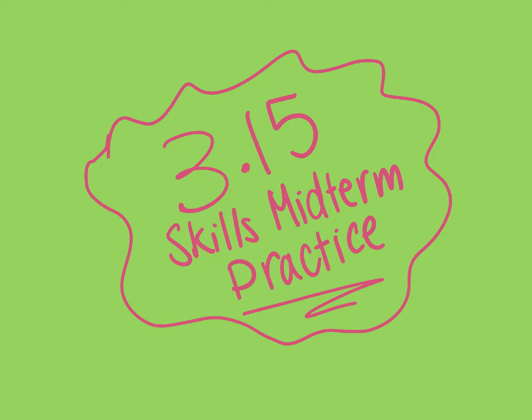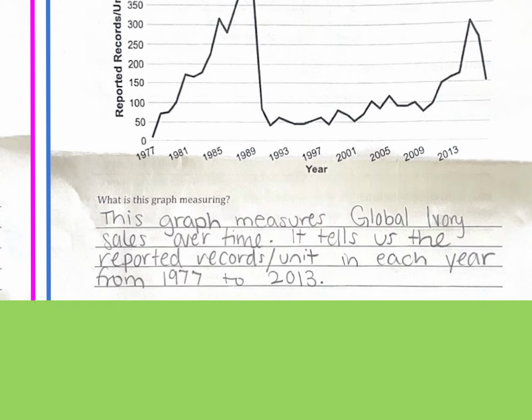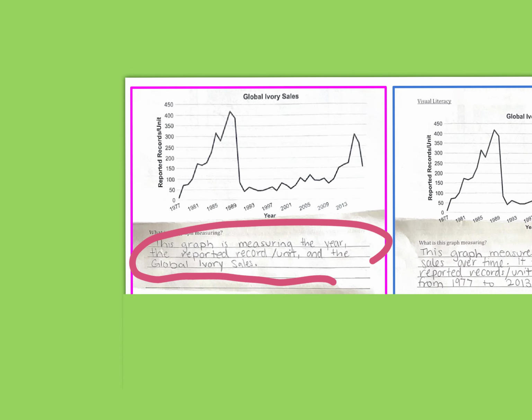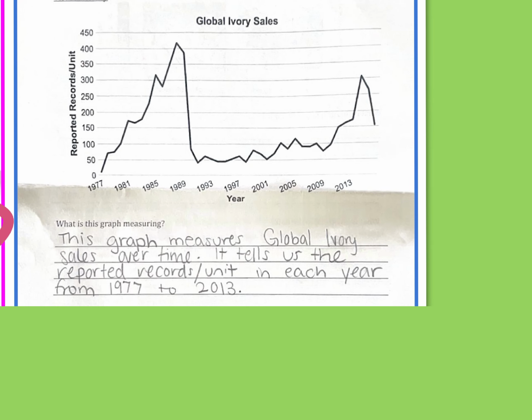This video is all about practicing for your skills midterm, so let's get into it. The first thing we have up here is a graph that you guys are needing to describe what it's measuring. I have here 2 sample responses, and I want you to pick which response is a better answer to the question. Okay, yes, option 2 is the better response here because it is more clearly telling us what the graph is measuring. It's not just giving us a list of all of the labels. It's saying that it's measuring sales over time, and it's giving us the year range. Great.